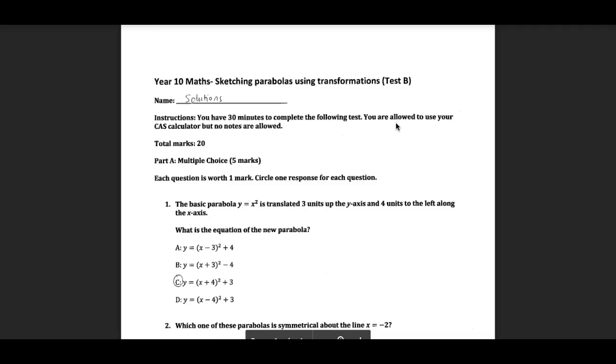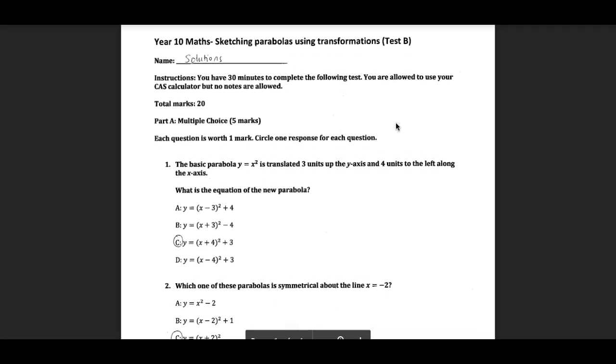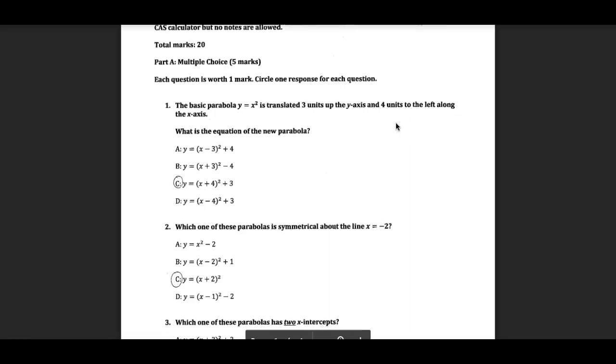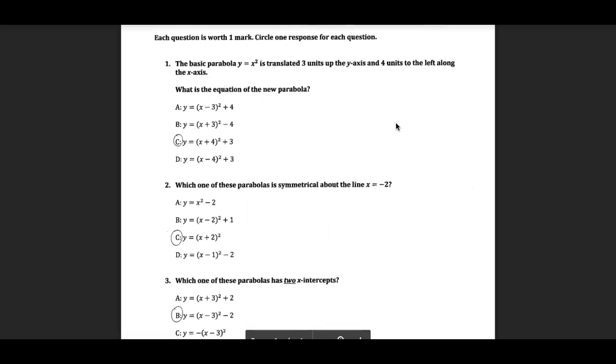So make sure you can understand how to do things because some questions you'll be able to do on your calculator, but others you will not be able to do. Okay. So starting off with 5 multiple choice questions.